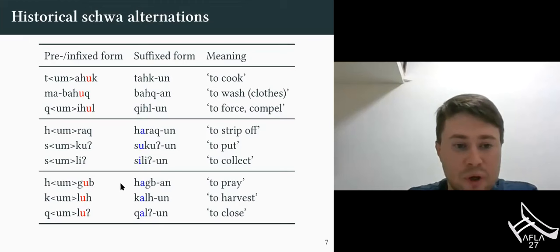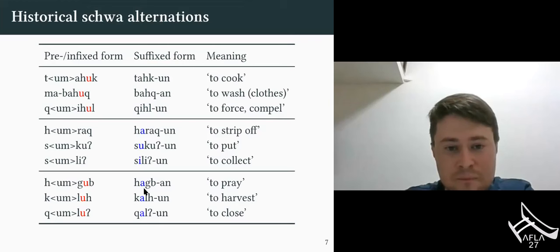You also have roots where both vowels alternate, so both the final and the penultimate syllable have alternating vowels, and in this case, the vowel following the first consonant will always be an A. So if it's followed by an alternating vowel itself, it'll just default to an A vowel.